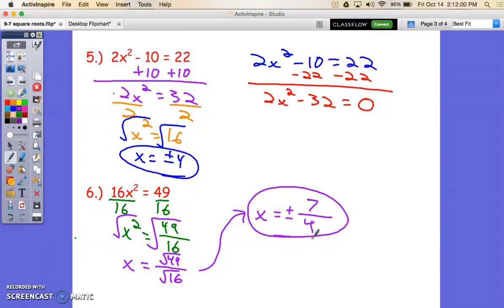So once again, 9.7, pretty straightforward lesson. Use it when you can use it. Not always are you going to be able to. However, take advantage of it when you can. Best of luck.